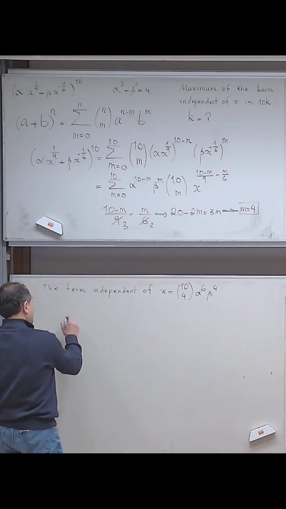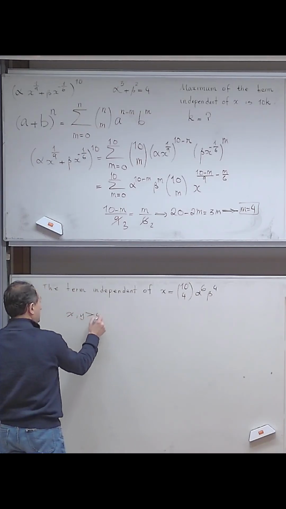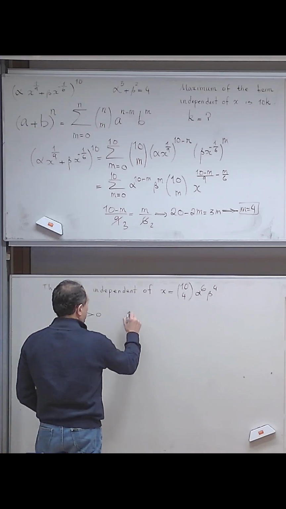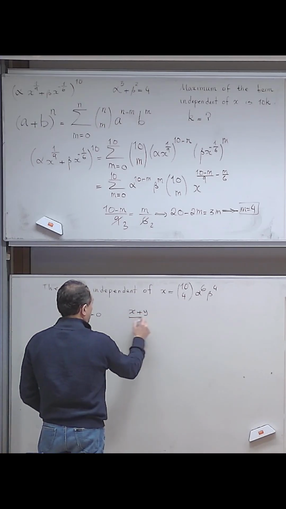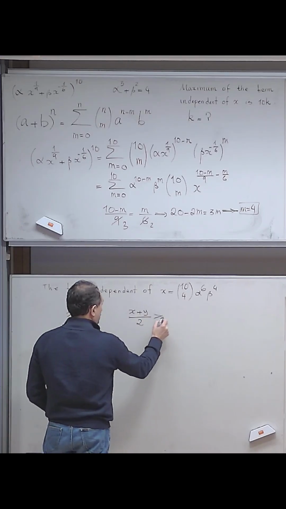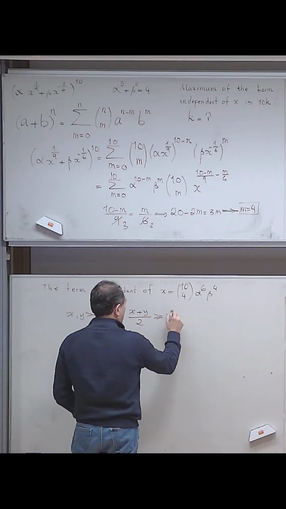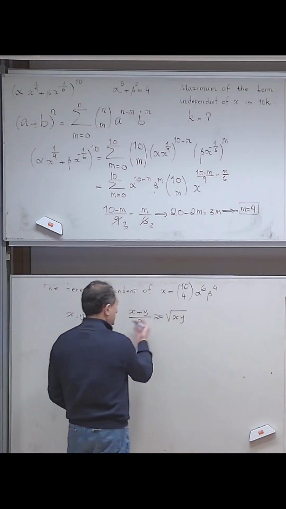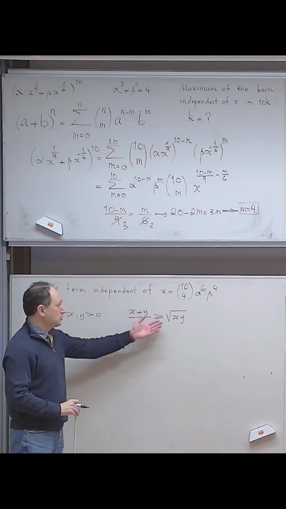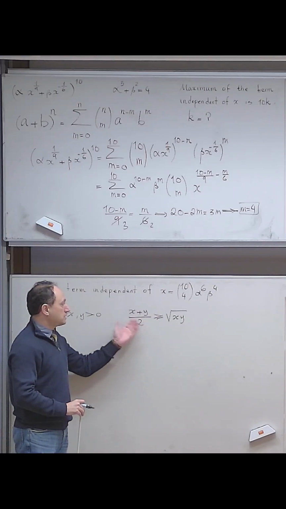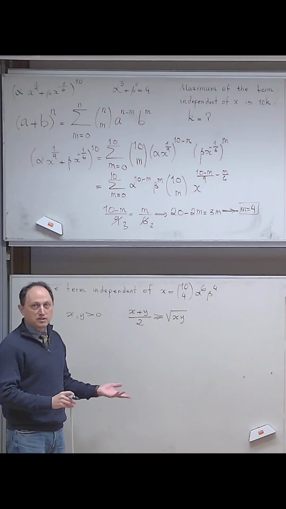So if x and y are positive real numbers, we know that the arithmetic mean between these two numbers is always greater than or equal to the geometric mean between the same two numbers. It is extremely easy to prove this inequality. You just need to raise both sides to power 2 and simplify it.